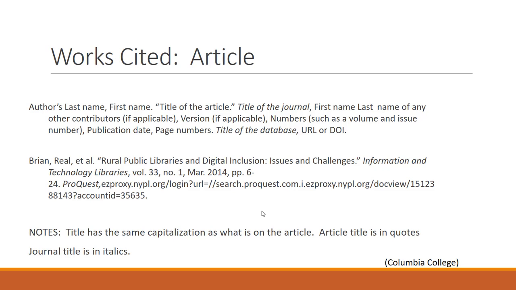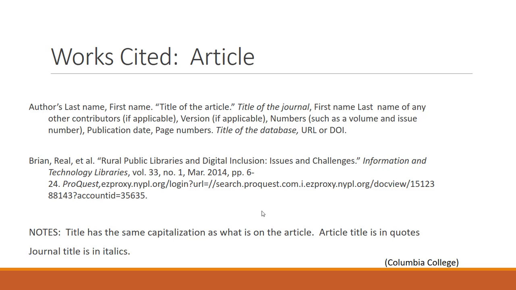So let's dig in. Here's the generic example for a works cited article. You'll start with author's last name, comma, first name. Then you'll put the title of the article in quotes, and then the title of the journal in italics. And then you'll use the first name, last name of any other contributors. Then you can put the version number, volume number, issue number, publication date, page numbers. And then if you got it from a database, you want to put the title of the database in italics, and then the URL or DOI. And DOI stands for Digital Object Identifier.